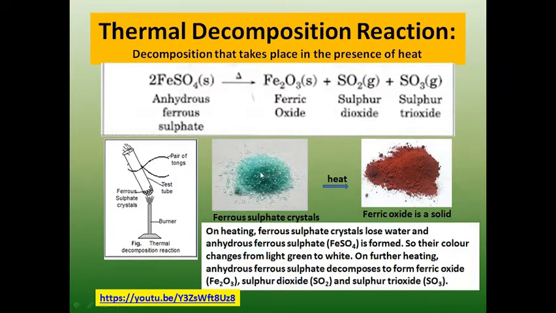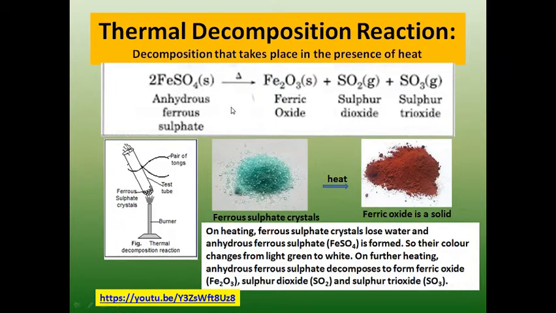It is shown here. When this green color ferrous sulfate crystals are heated, after heating a new product is formed which is brown in color, and this new product is ferric oxide, Fe2O3. This is brown in color. Along with this compound, two gases are evolved: sulfur dioxide and sulfur trioxide.